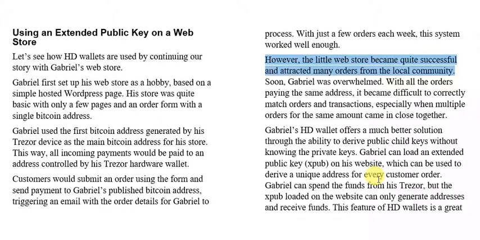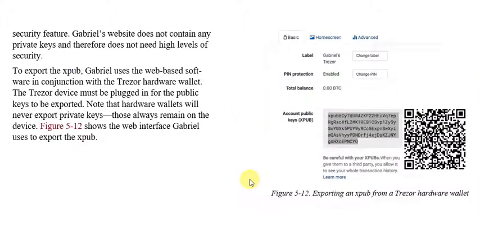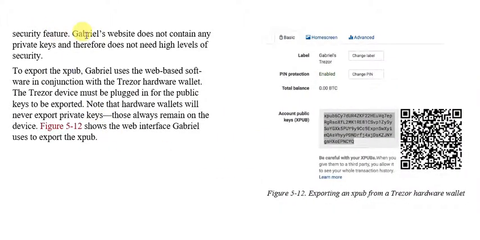Gabriel can spend the funds from his Trezor, but the SPUB loaded on the website can only generate addresses and receive funds. This feature of HD wallets is a great security feature. Gabriel's website does not contain any private keys and therefore does not need high levels of security.